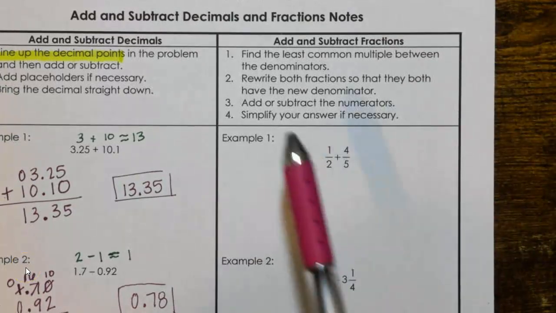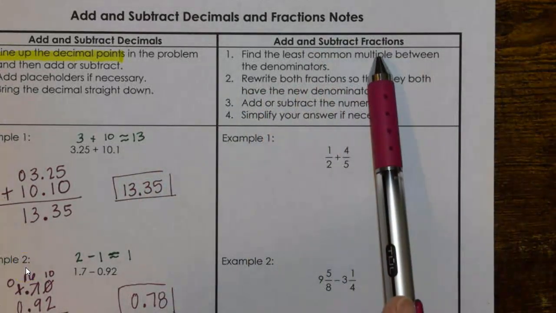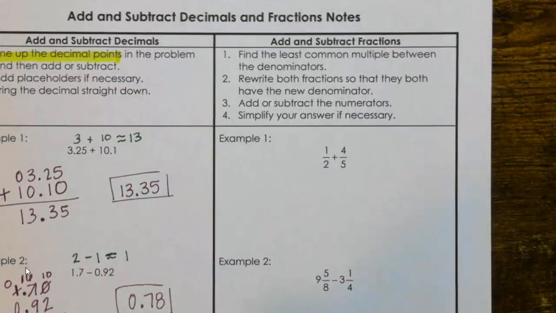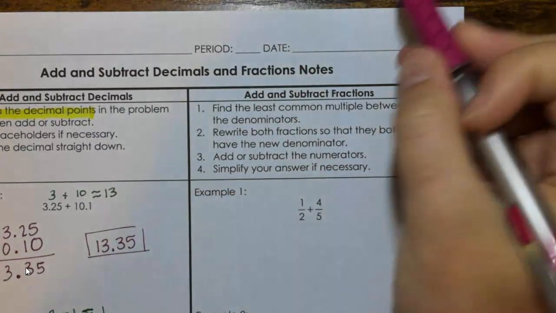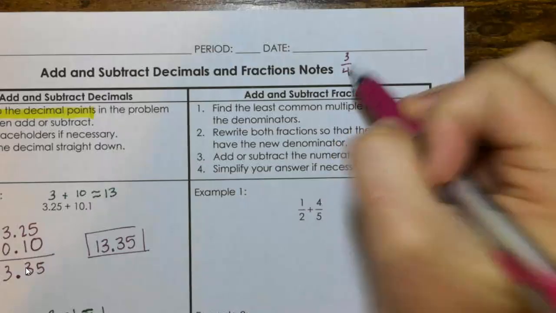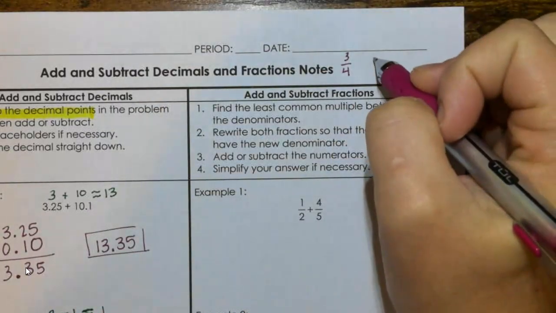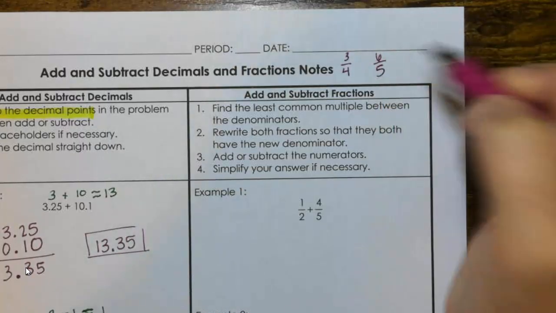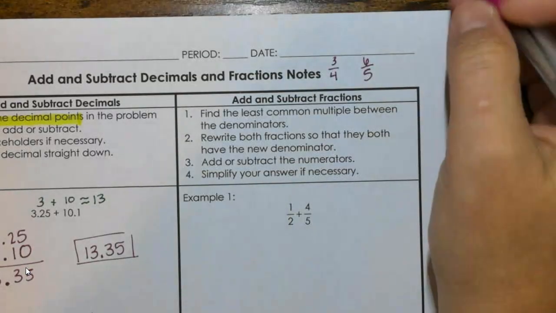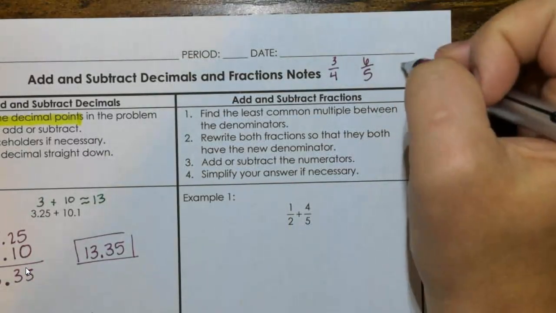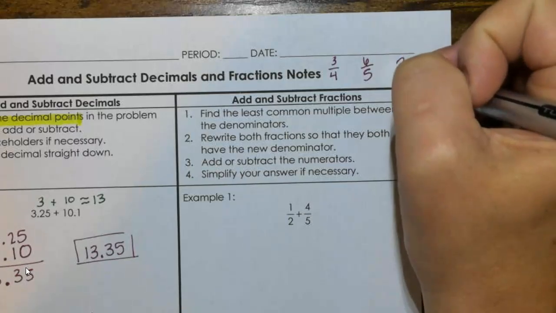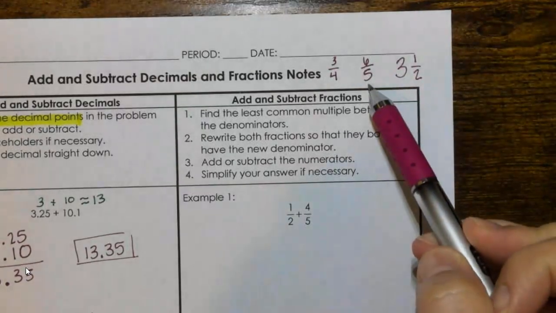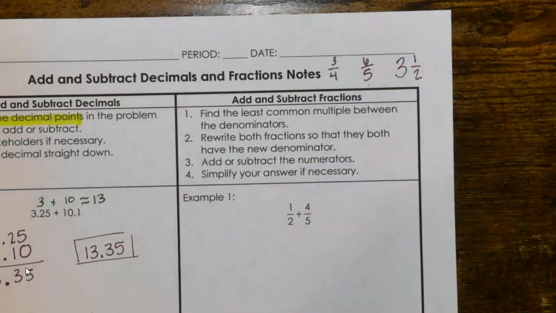All right, in this video, we're going to go over adding and subtracting fractions. We have three types of fractions. You have a proper fraction, which would be 3/4. You have an improper fraction, which is when the numerator is larger, which would be like 6/5. And then we have a mixed number, which is when we have a whole number, like 3 and 1/2. This is a mixed number, an improper fraction, and a proper fraction.